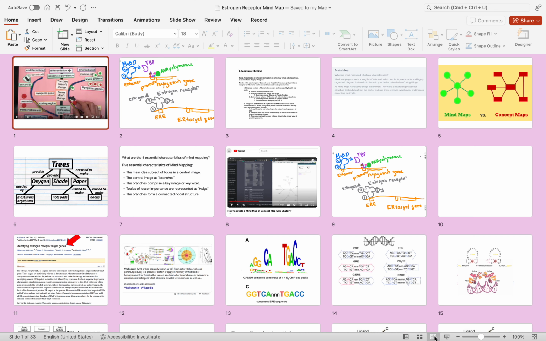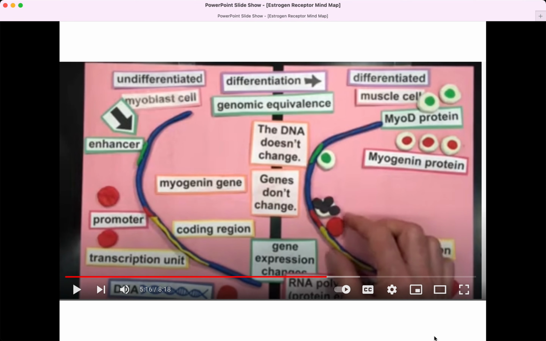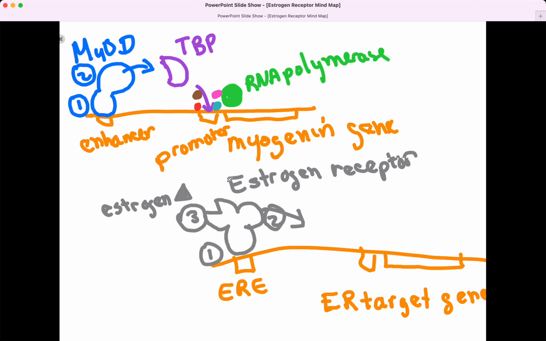I have this homework assignment, and it mainly made it a homework assignment just to give me a chance to expose you to a certain kind of learning strategy. What we're going to do is draw what's called a mind map or concept map of what we want to learn about the estrogen receptor protein.